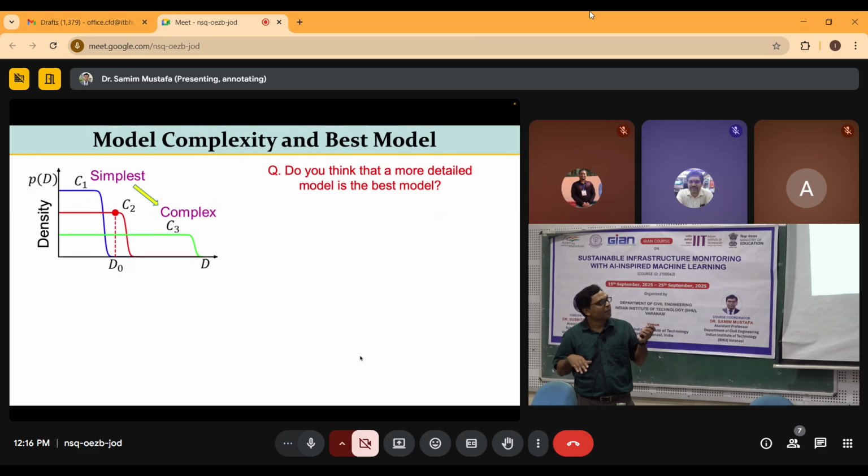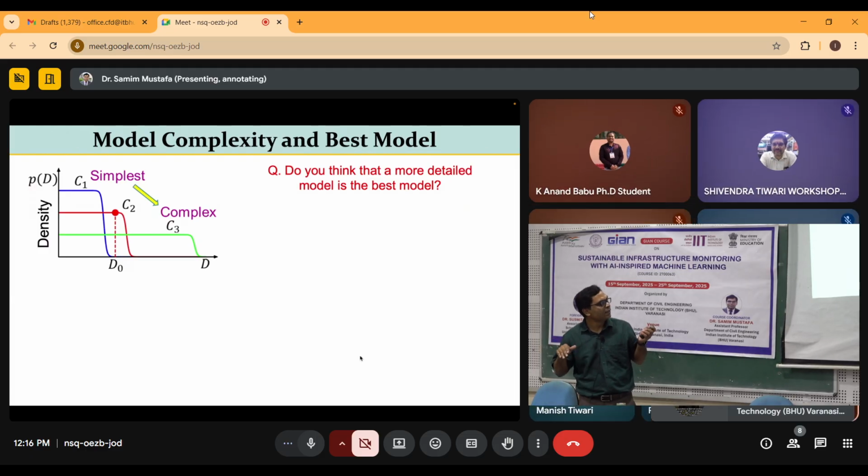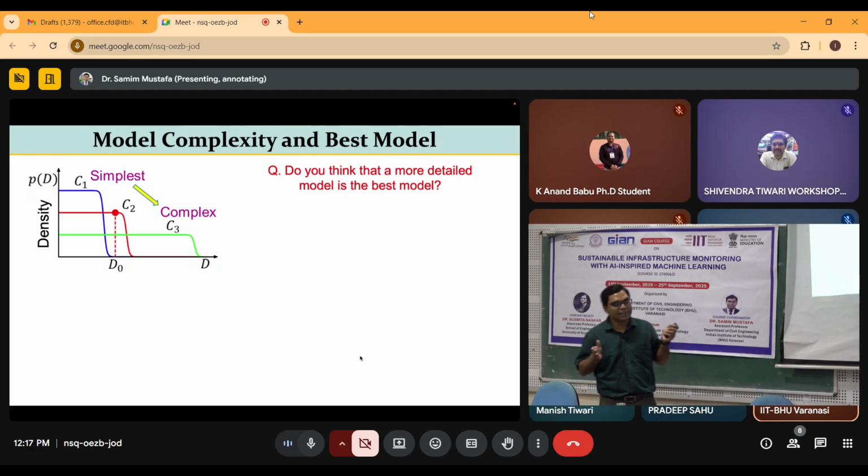C2 model is the best predicted or best fitted model for this type of data, because it is lying in this area where the evidence is high for C2. Of course, C3 can also model D0, but its evidence is only up to this level, while for C2 it is that much. C1 is very simple, so it cannot model D0 at all. So the best fitted model here is C2.